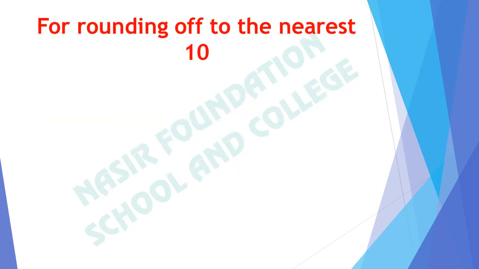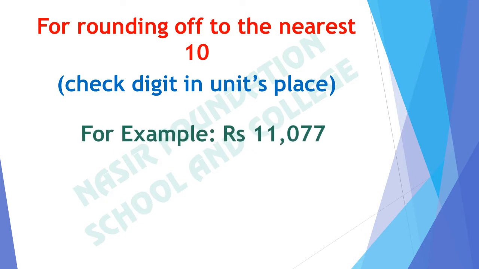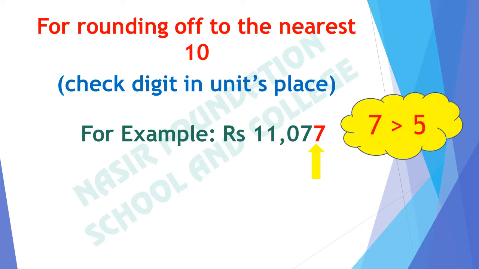For rounding off to the nearest 10, what was the rule? We check the digit in units place. For example, here we have amount rupees 11,077. If we want to round off this number to the nearest 10, we will consider the digit in units place. In units place there is 7. Now we will compare it with 5. 7 is greater than 5.